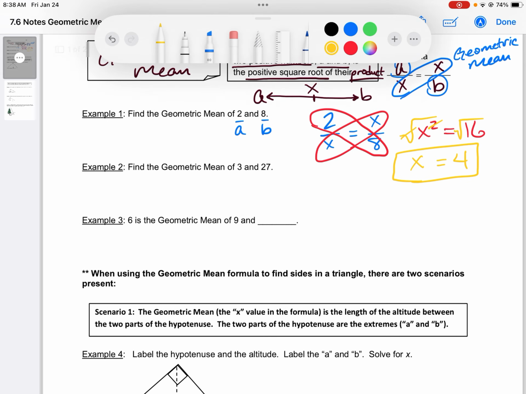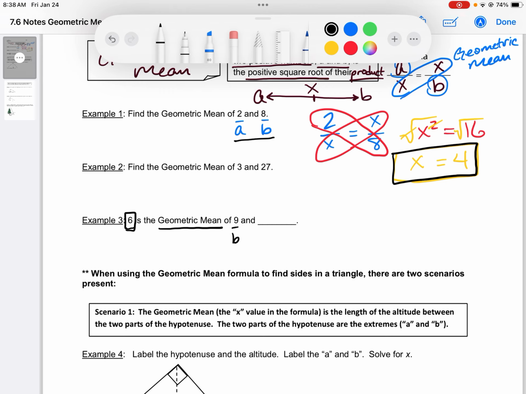I'll do number 3 with you also. I'll leave 2 for you to do, but I'll do 3 with you because in this one, it's a little bit backward. It says 6 is the geometric mean. So right here where we solved for 4 by using the given numbers, they are giving us the answer and only one of the numbers. So let's just say 9 is our B value.